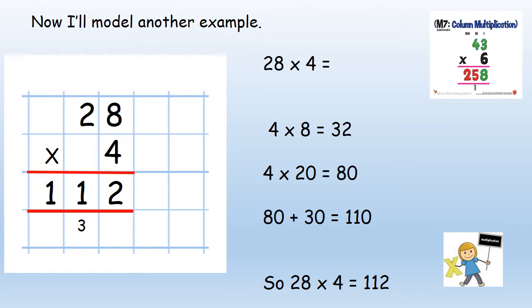Now, we can't just write the 80 down because we've got another 3 tens to add on, haven't we? 8 tens, add 3 tens is 11 tens. And of course, we can put that right down in between the answer lines and we get 112. So 28 times 4 equals 112.